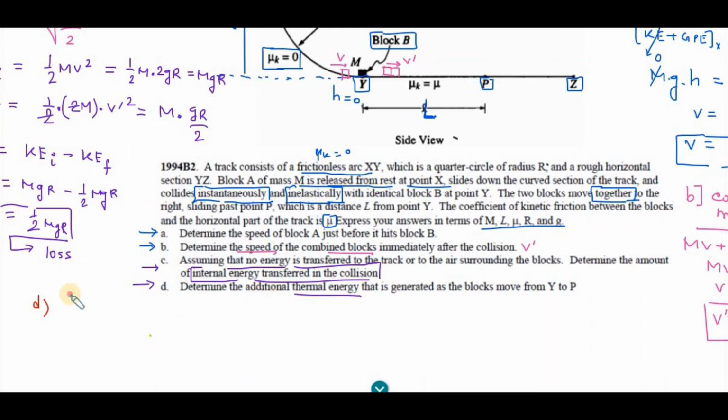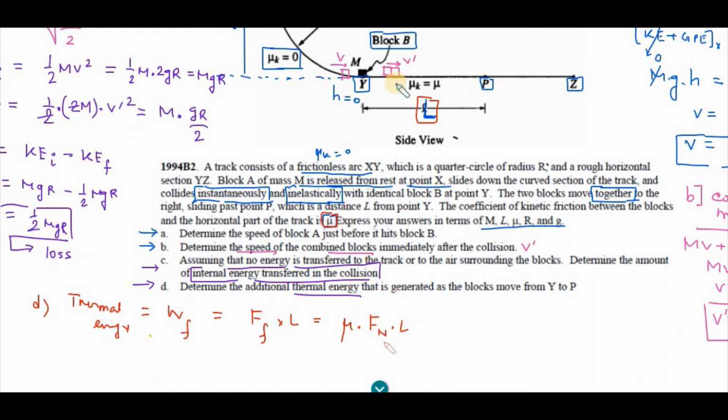So thermal energy can be represented as the work done due to friction, and work done due to friction is the frictional force times the displacement, and the displacement is given as L. And the amount of frictional force will be how much? That will be mu, the coefficient of friction, times the normal reaction force, times L.